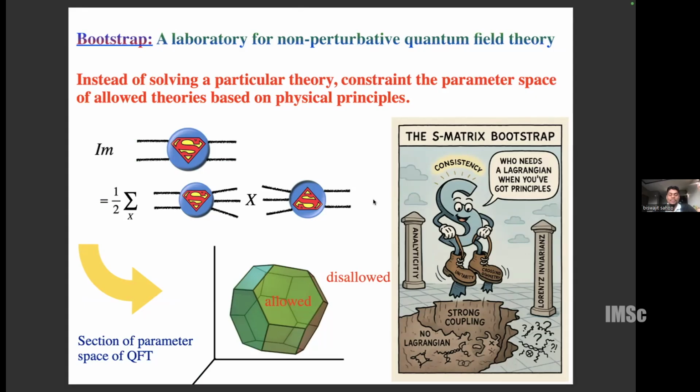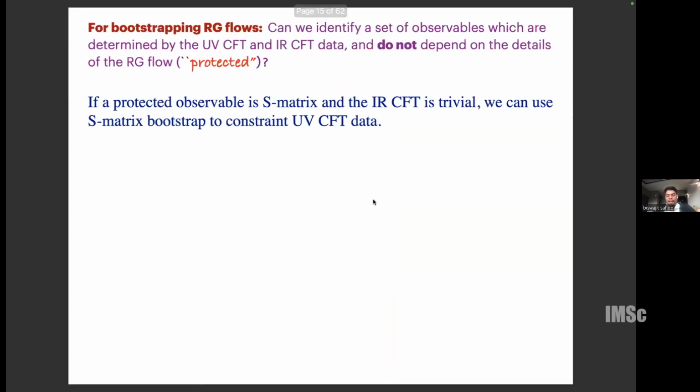And just pictorially, for example, the unitarity of the S matrix, which we usually learn as the optical theorem, is able to allow some section of the parameter space of a quantum field theory, and outside this allowed region, if you give the quantum field theory parameters some value, this theory will not be compatible with the physical principles I will assume. So this is the main philosophy of the bootstrap.